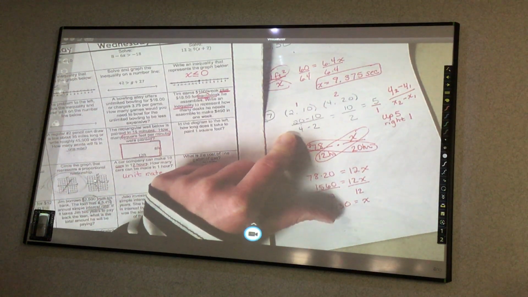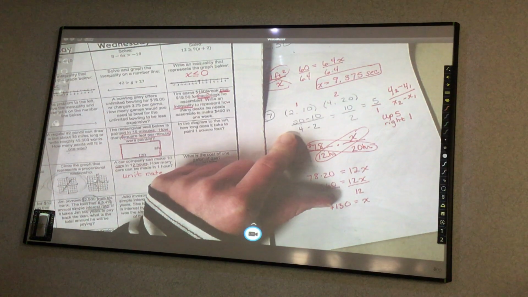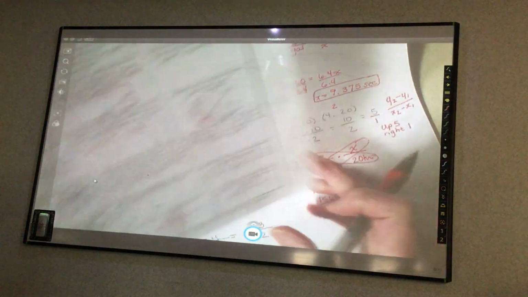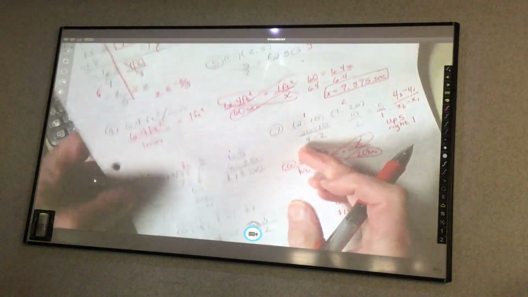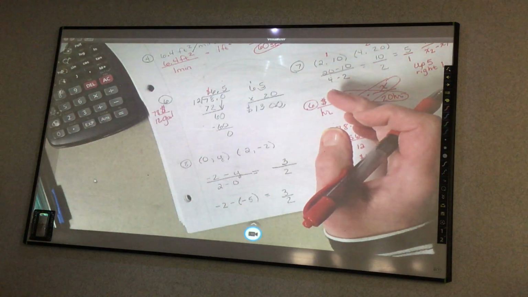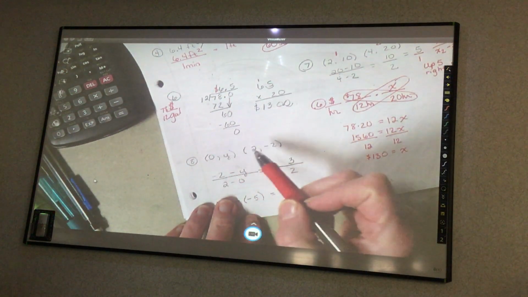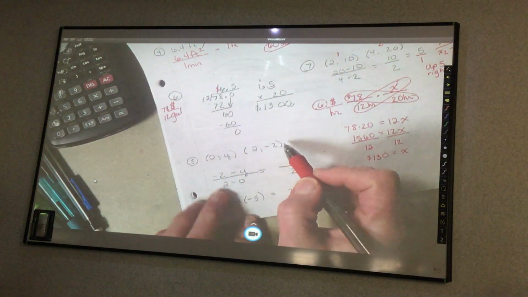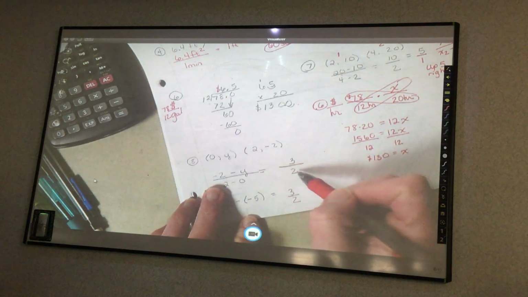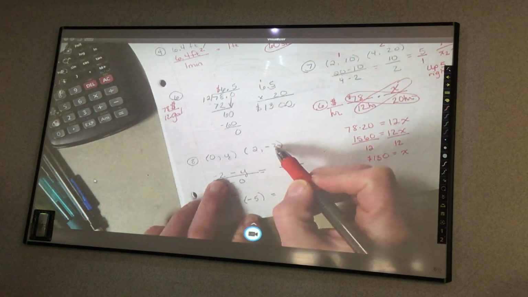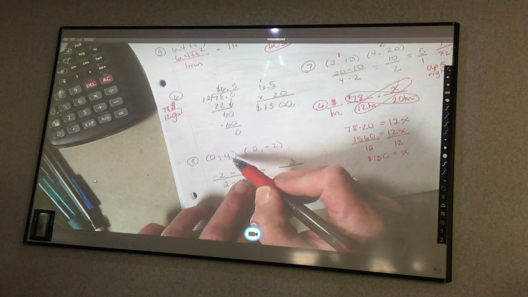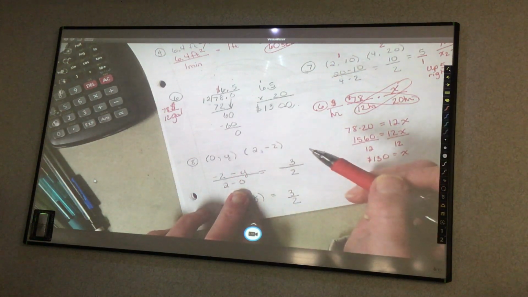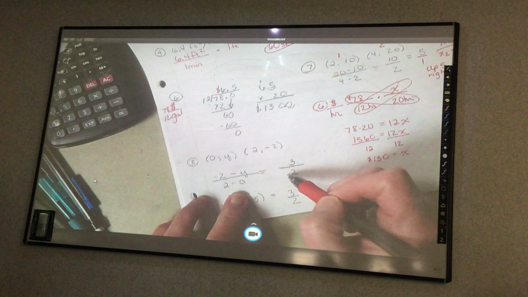You left that 10 over 2? And then the last one gives me my points, 0, comma y, and 2, comma negative 2. So then we put it into our formula. And then they said it has to equal 3 over 2. So I have y2, which is negative 2, minus y1, which is just y, over x2, which is 2, minus x1, which is 0. Now, 2 minus 0 is 2, so that's pretty easy.